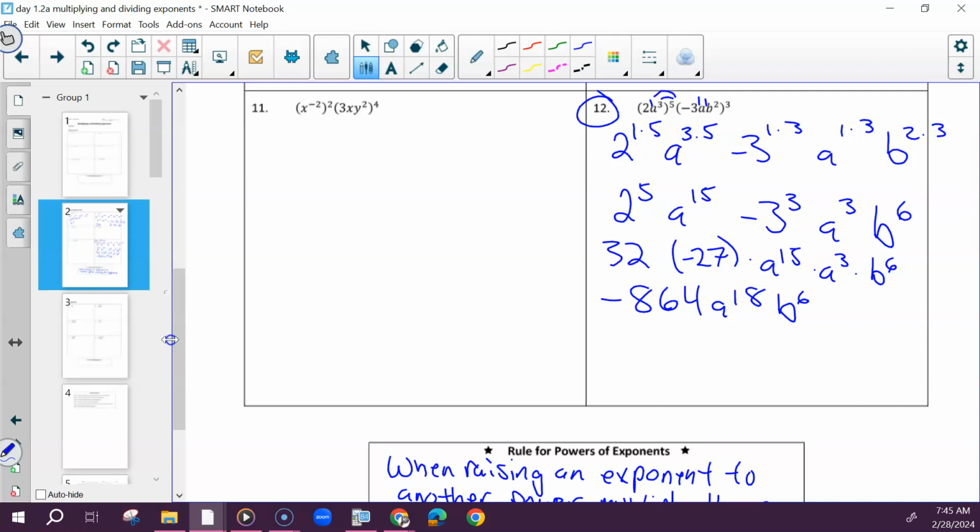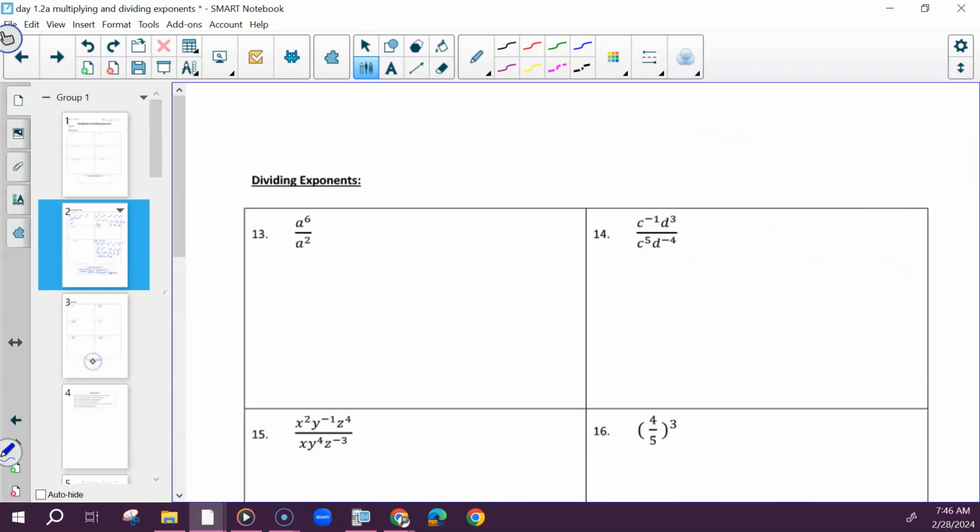Other questions on this page? Go on to the next page. So after this one, we will have 5 rules. Your negative exponent rule, your zero exponent rule, your multiplying like bases rule, your raising exponents to another power rule, and then when we divide exponents. Anyone want to take a guess as to what we're going to do with our exponents here? Divide them. We're dividing the like bases, but we're going to subtract.